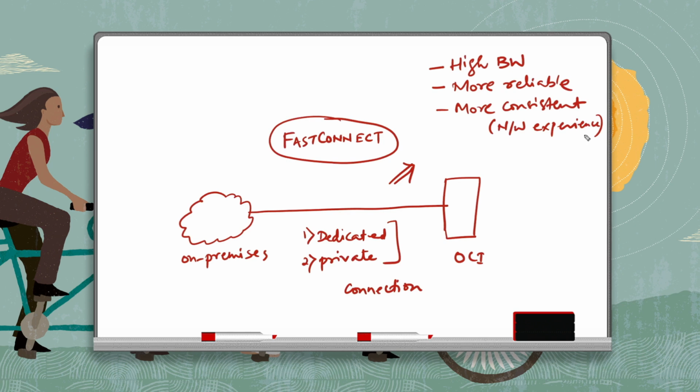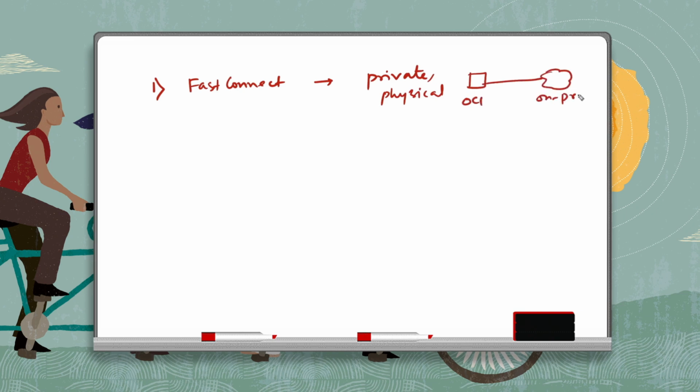Now let's have a look at some of the concepts associated with Fast Connect. Now the first concept is with respect to the Fast Connect itself. We have already discussed this. Fast Connect basically means there's a private physical connectivity between OCI and your on-prem network. So that is your Fast Connect.